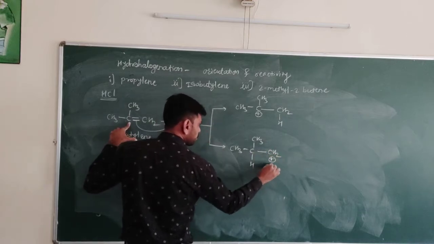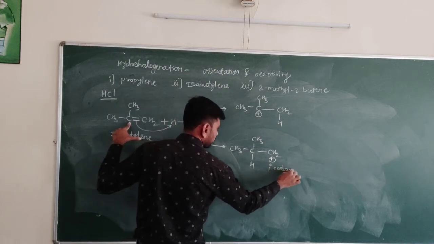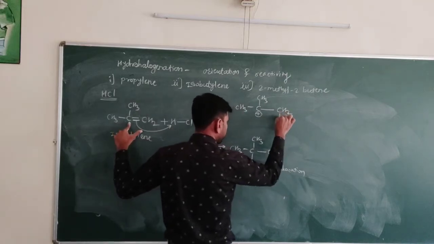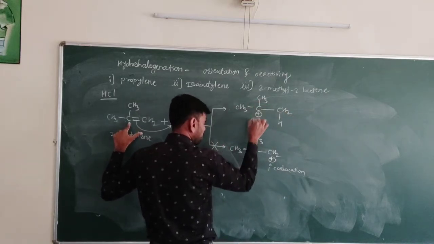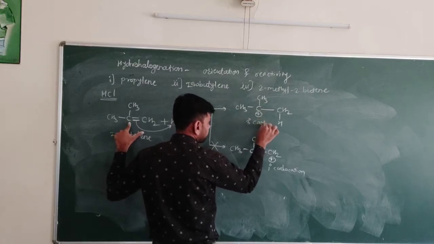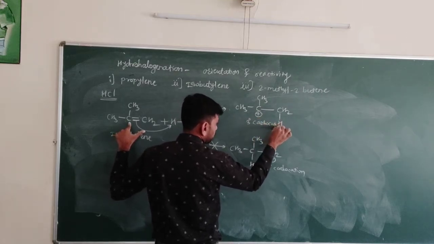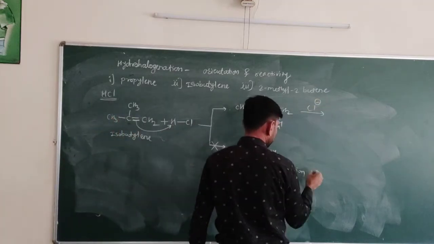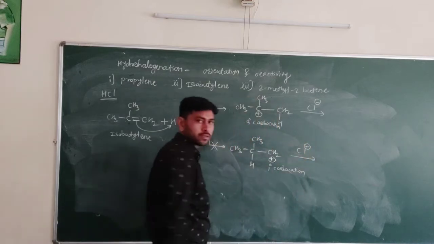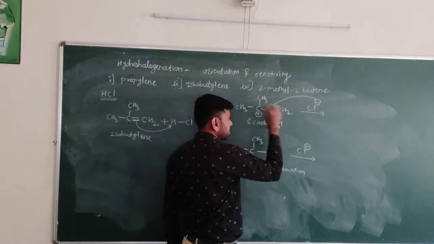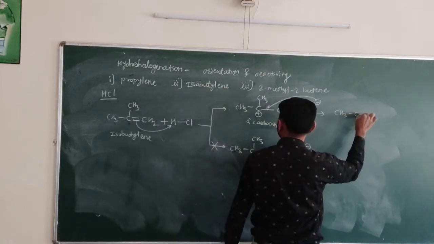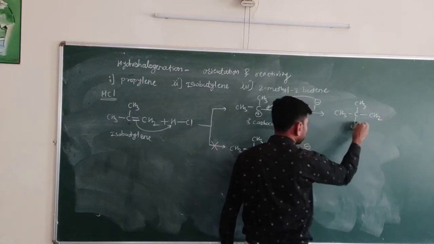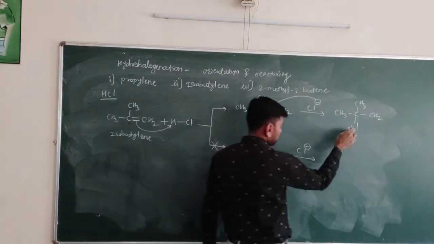Now this is a primary carbocation, so this possibility is lowest. And here this is a tertiary carbocation. The second step is simple addition of the base: the Cl minus attaches here, and we get the product, CH3, CH3, C, CH3, with the attachment of this base.